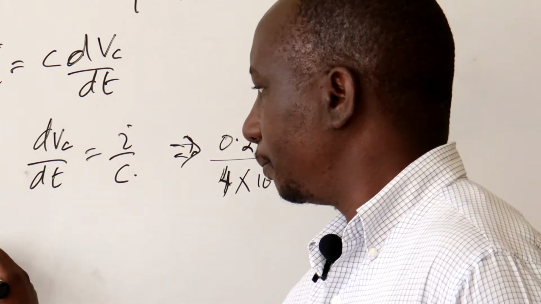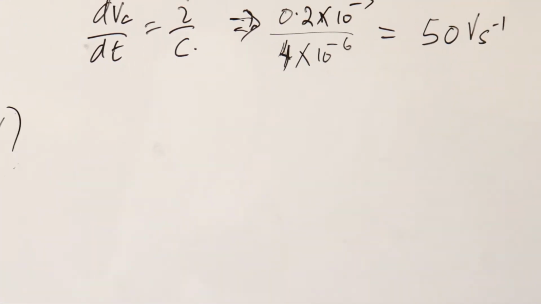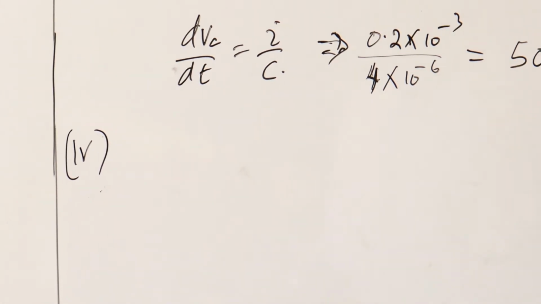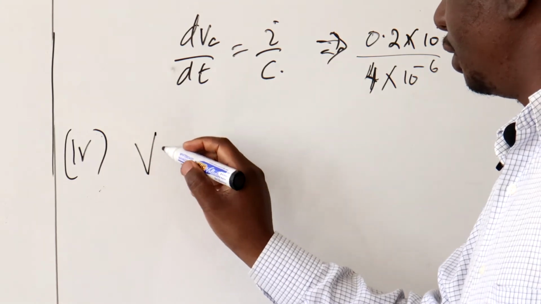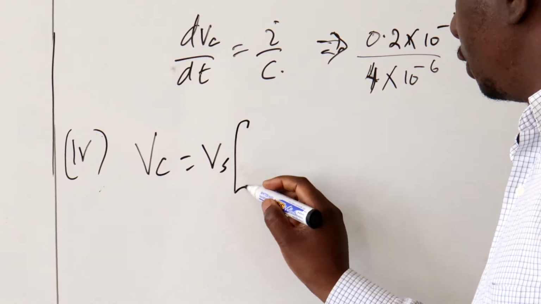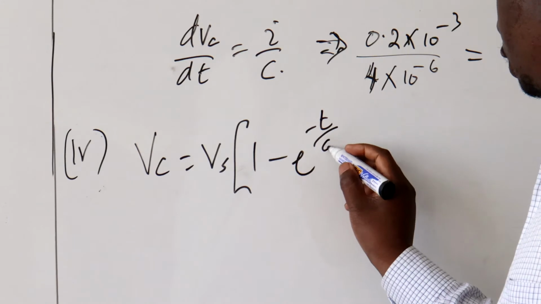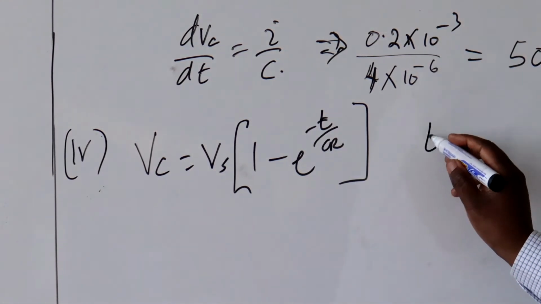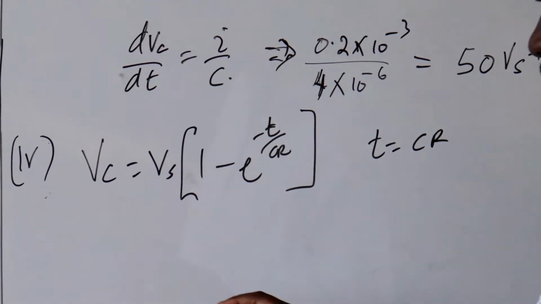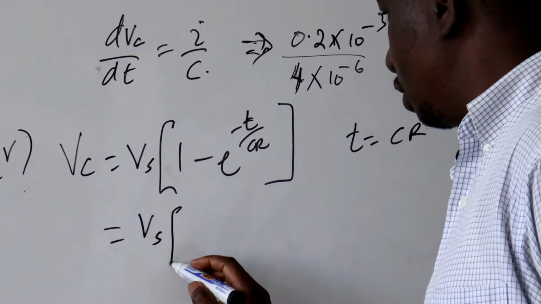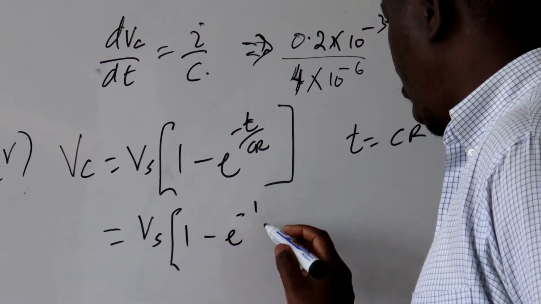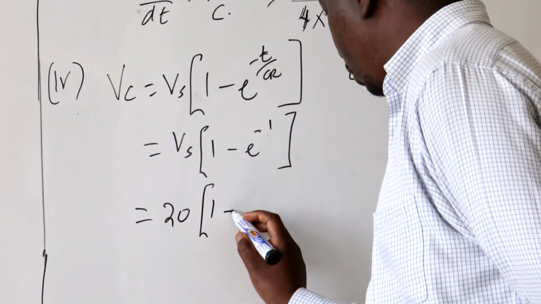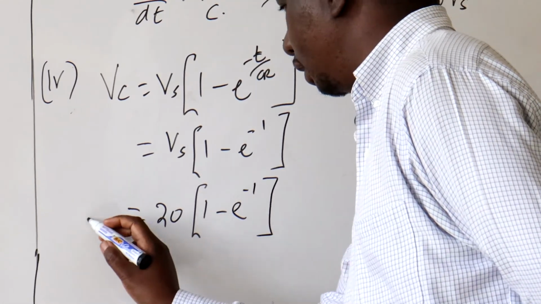So we go to Roman 4. We have been asked for the potential difference across the capacitor after time equal to time constant. The Vc is supposed to be Vs into 1 minus E to the minus T over CR. But we have been told that T equals CR. That means our formula will be reduced to Vs into 1 minus E to the minus 1. So this Vs was given as 20 volts, 1 minus E to the minus 1. What do we get as the Vc?